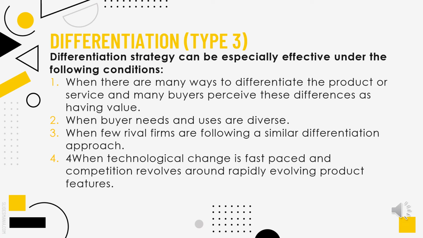So when can a differentiation strategy be especially effective? One, when there are many ways to differentiate the product or service and many buyers perceive these differences as having value. Two, when buyer needs and uses are diverse. Three, when few rival firms are following a similar differentiation approach. Lastly, when technological change is fast-paced and competition revolves around rapidly evolving product features.